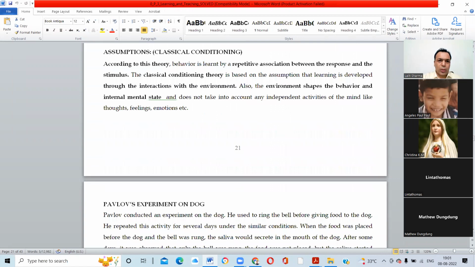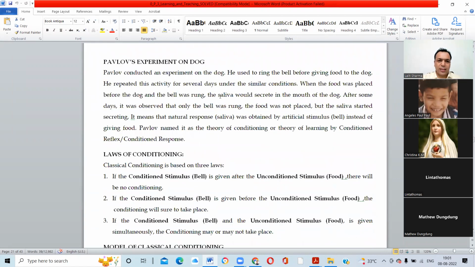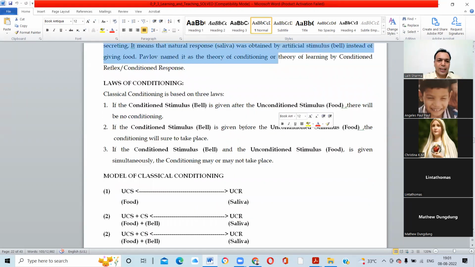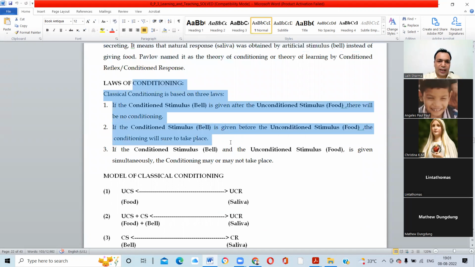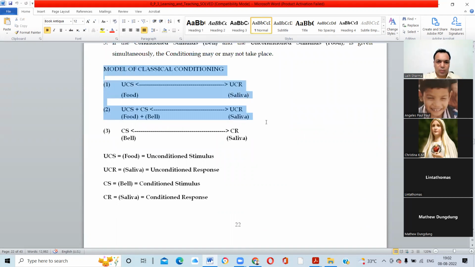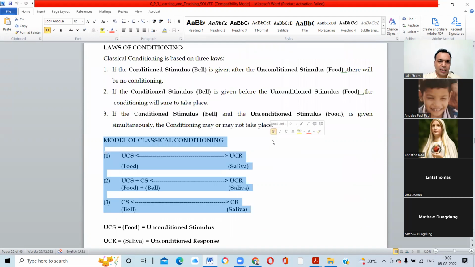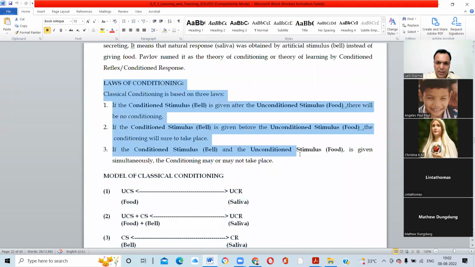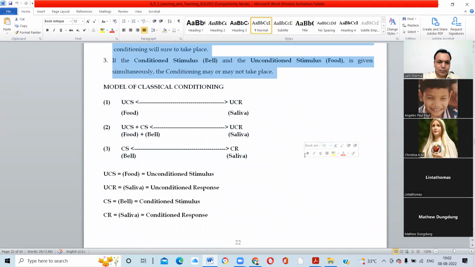Okay, so what are the assumptions? You can write the assumptions of this theory. We have already discussed it. You can explain the experiment on the dog. Okay, laws of conditioning you can define. You know that, right? Many times I have explained it to you. If you can make this model, you can make that model. Otherwise, explain these laws of conditioning.